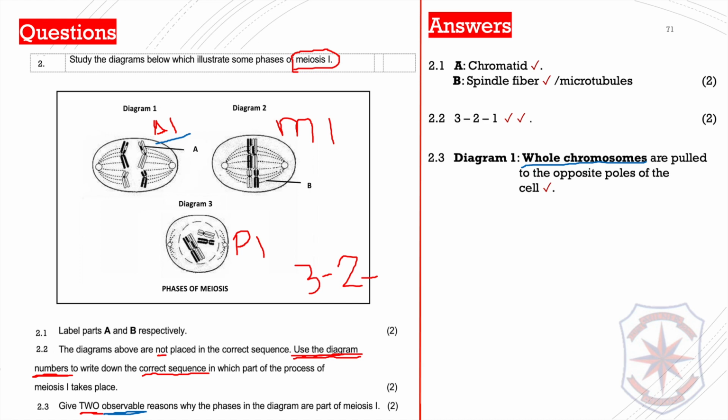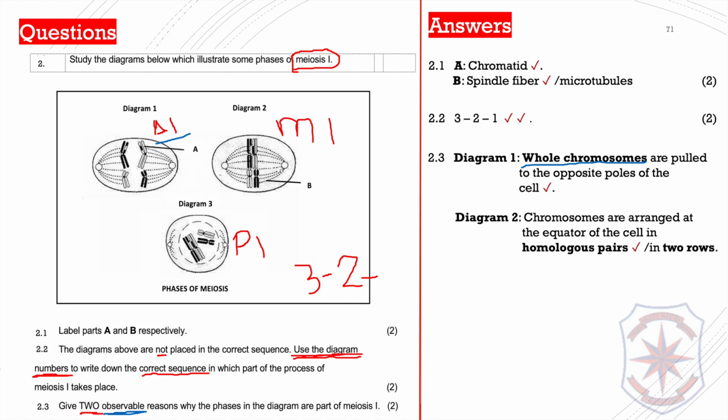What can we observe in diagram 2? In diagram 2, chromosomes are arranged at the equator of the cell in homologous pairs, or in 2 rows, row 1 and row 2. That will also suffice. Okay, what can we observe in diagram 3?